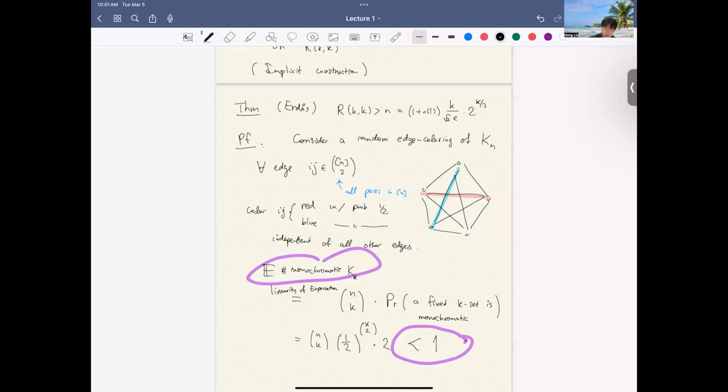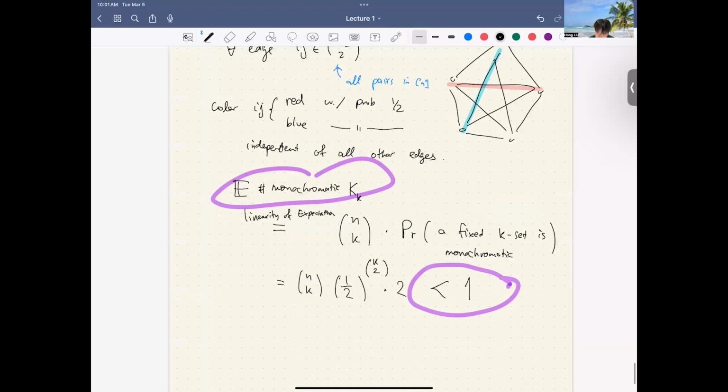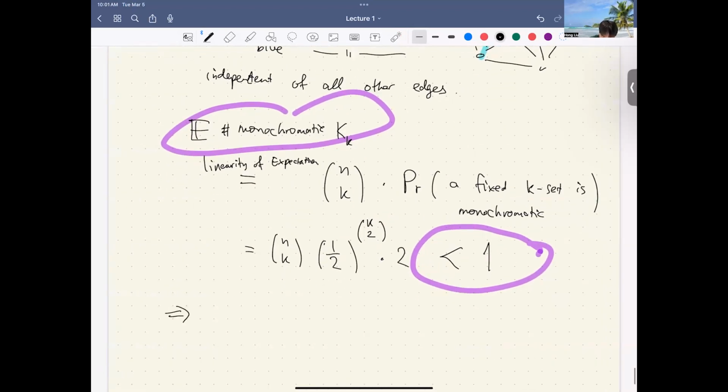So this implies that there exists a good coloring. I will not write the definition of good. That means there's no red or blue clique. And this finishes the proof. Does it make sense? Any questions? So that concludes. Actually, I went a little bit over time. That's it for today's class.